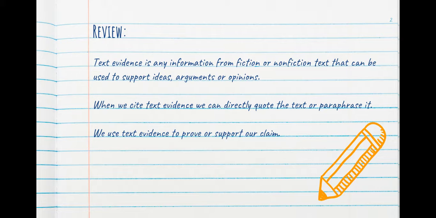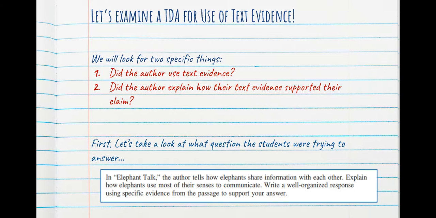When we cite text evidence, we can directly quote the text or paraphrase it. And in class, we've been focusing on that first chunk, directly quoting the text. We want to use quotation marks, and we want to make sure that we're not changing the author's words. However, today you're going to see some examples of students who have paraphrased it. We use text evidence to prove or support our claim.